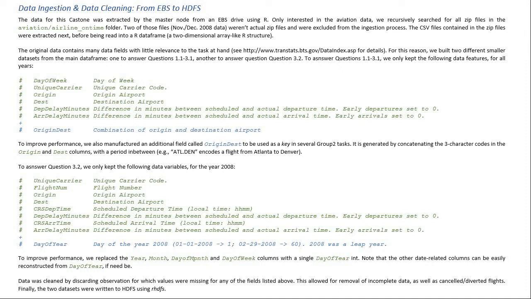Out of the CSV columns, we only kept the ones that were relevant to the data mining question. We discarded incomplete observations based on that set of columns, and for performance reasons, we created composite keys and collapsed date information. Finally, the data was loaded to HDFS using the RHDFS package.